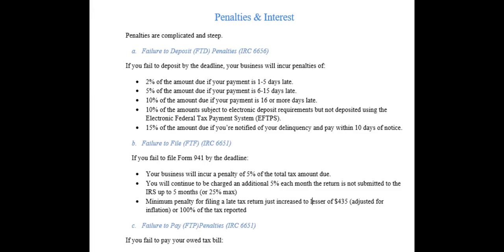Before finishing up, one last point about penalties and a word of caution. Because the IRS relies on the revenue from this form, it imposes steep penalties for failing to deposit, file, and/or pay. Failure to deposit penalties range from 2% of the amount due if your payment is 1 to 5 days late to 15%. Failure to file penalties are 5% of the total tax amount due. You will continue to be charged an additional 5% each month the return is not submitted to the IRS up to 5 months, or 25% max.